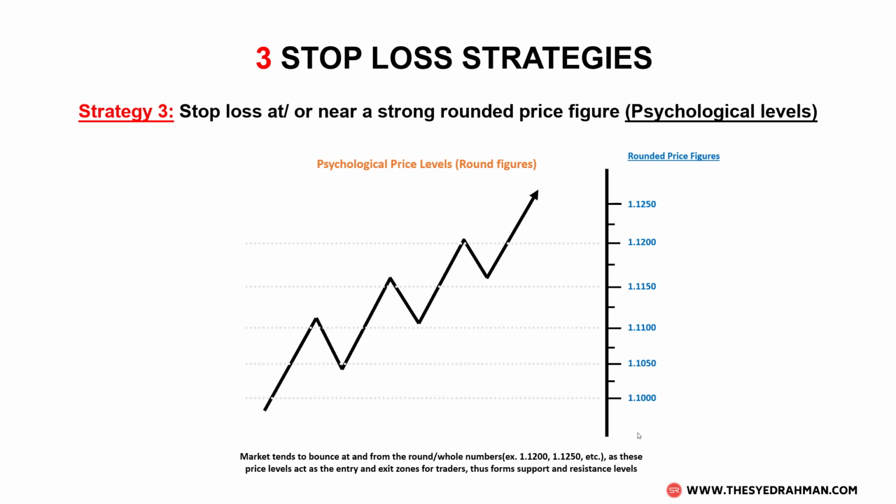This is because most of the time traders see these rounded price numbers as their trade entry and exit zones, which is why the demand and supply forces are very strong at these price levels, and that's why you will see most of the support and resistance levels form in these types of psychological price areas.